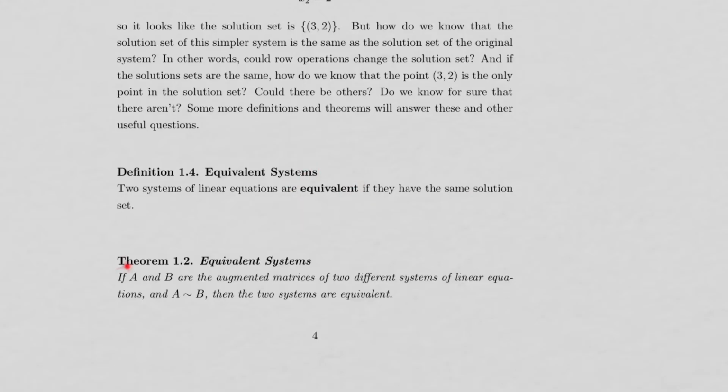And then our first theorem here says that if A and B are the augmented matrices of two different systems, and if their augmented matrices are row equivalent, then the two systems are equivalent. So you can think of it as row equivalent augmented matrices correspond to equivalent systems.